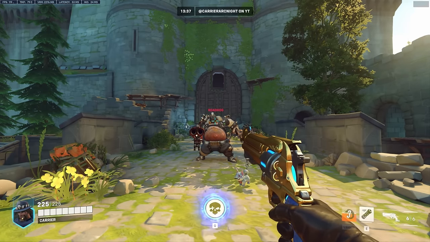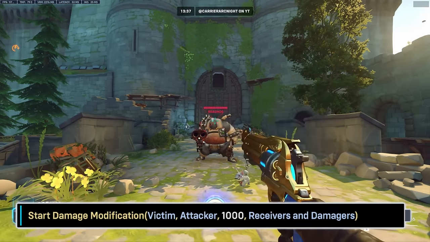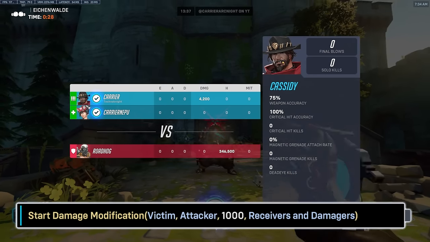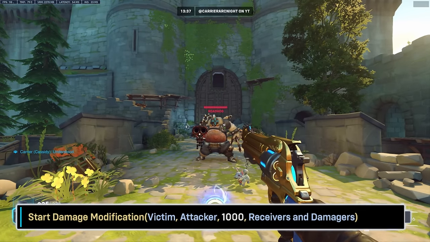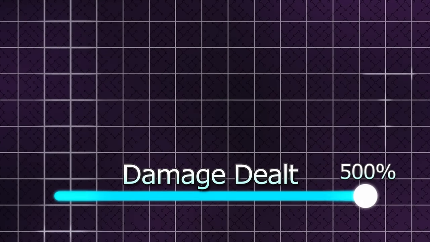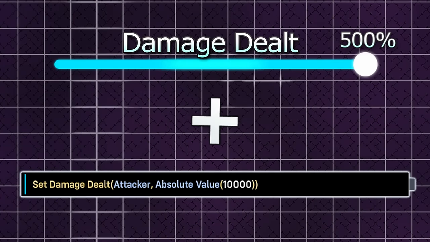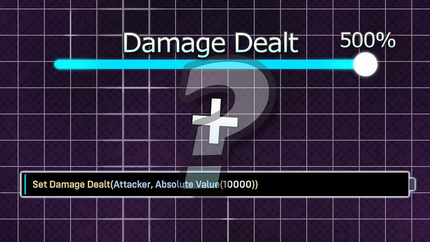We have one more setting in the workshop, damage modification. This can change how much damage you deal to specific targets. This can go up to 1000%, or times 10 the original damage. This is nice and all, but what happens if we combine them all? Does one of them overwrite the other, or does something else happen?